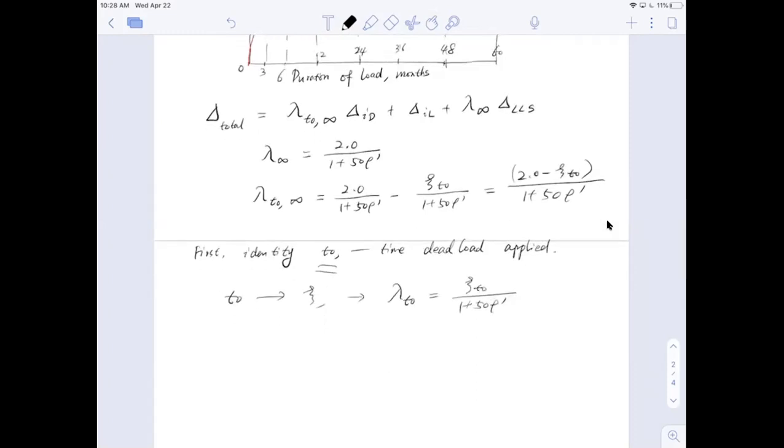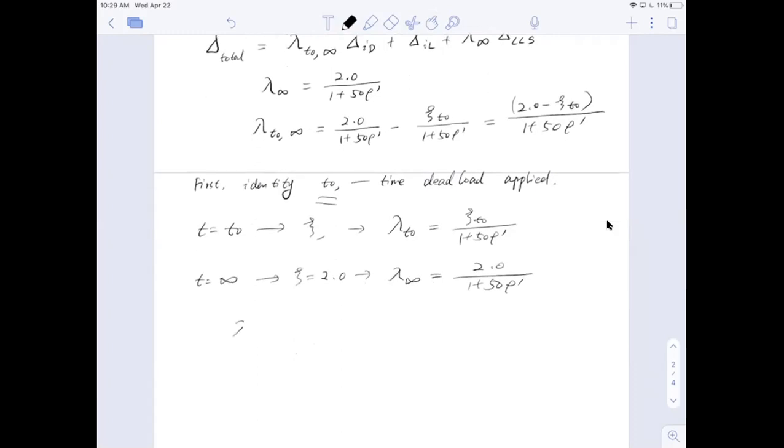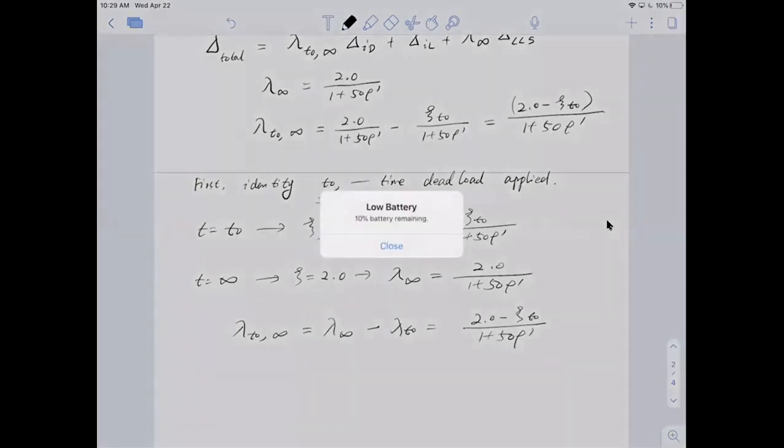Okay, and then at time equal to infinity, you find this is naturally equal to 2.0, and this lambda infinity is 2.0 divided by 1 plus 50 rho prime. Then lambda t0 to infinity equals lambda infinity minus lambda t0. That is 2.0 minus epsilon at time t0, divided by 1 plus 50 rho prime. Okay, so that's how we calculate the factors.